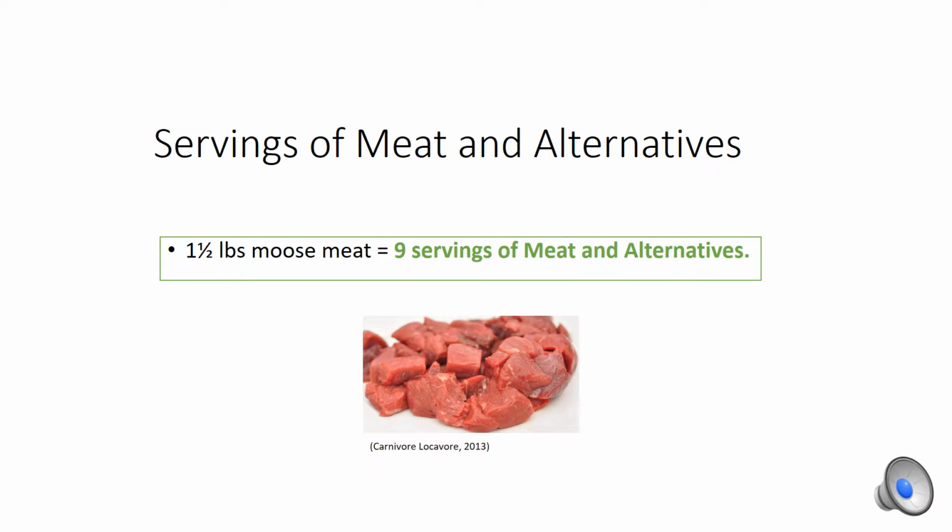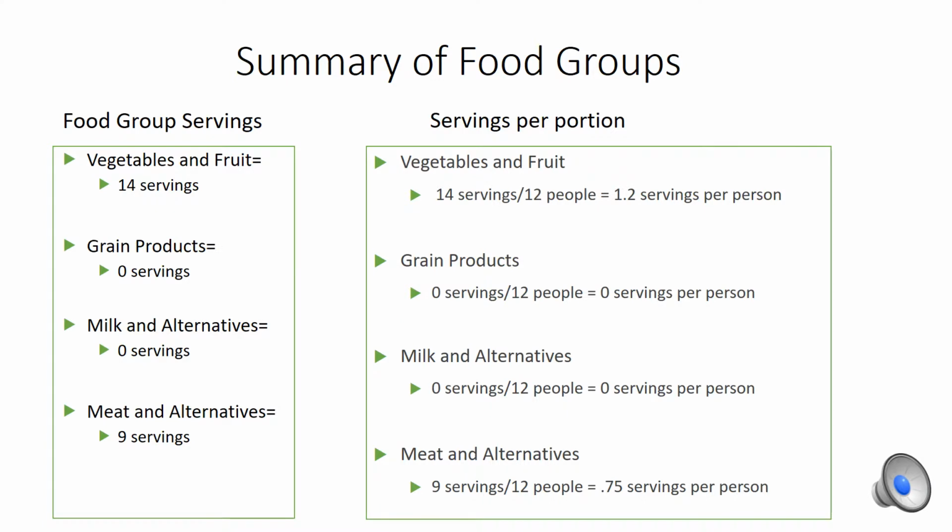We only had 1 food item that was a meat and alternative, and that was the 1.5 pounds of moose meat, which we calculated to be 9 servings of meat and alternatives. Here is a summary of our food groups. Our recipe said that it should serve 12 people, so we will take each food group serving and divide that by the number of people we want it to serve.